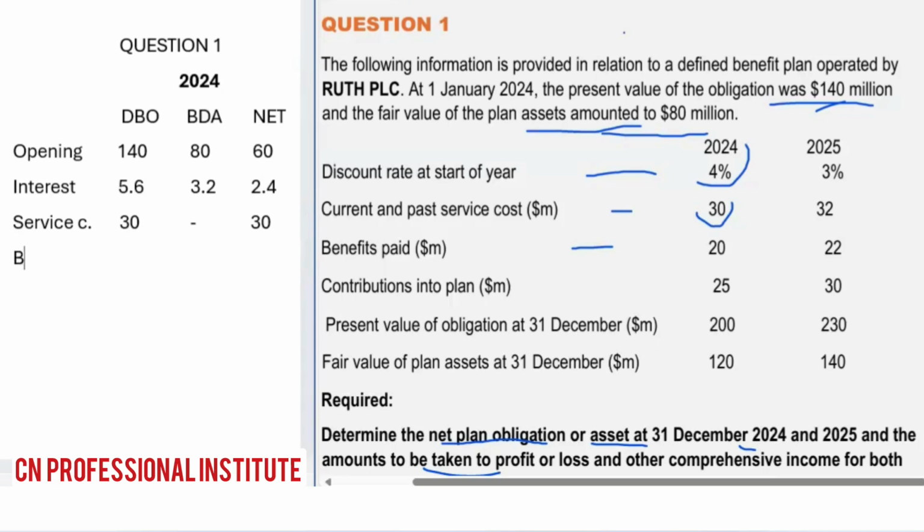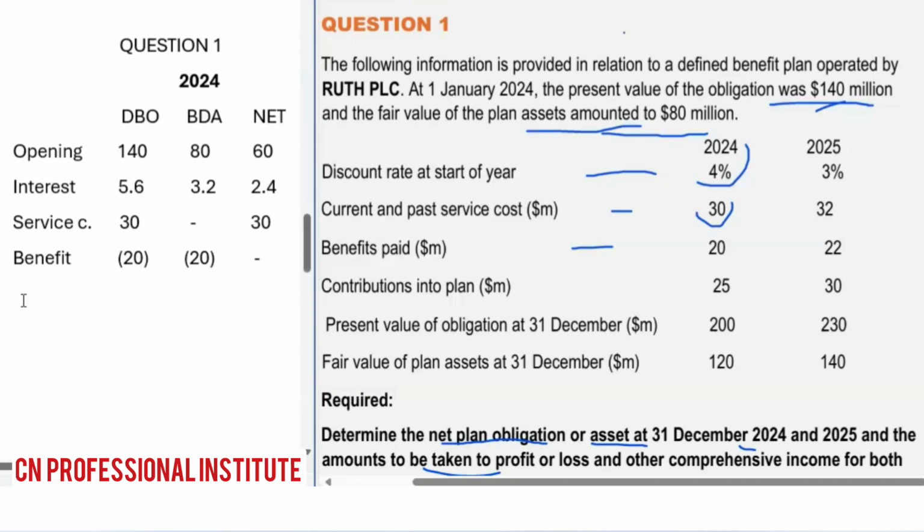So we have the benefit first. So let's do the benefit. Benefit paid out, it was 20. And we said that reduces both the asset and the liability. So 20, 20, and then the net will be 0. So benefit paid doesn't affect the net.